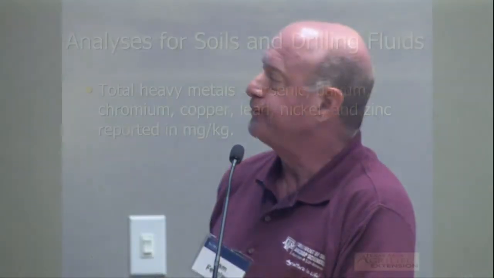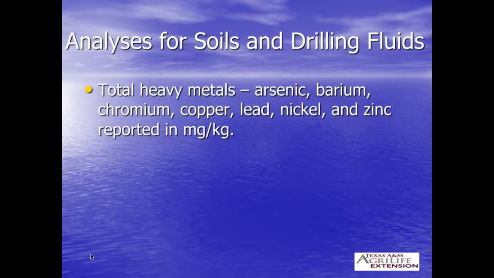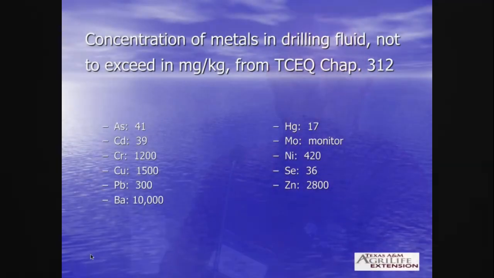That's a key. And then the metals. These are the metals that we typically recommend: arsenic, barium, chromium, copper, lead, nickel, and zinc. Whenever you send these to a laboratory, they're more than likely going to be reported to you in milligrams per kilogram, and this is totals. The others I've talked about have been what we call extractable. This is going to be based on total elemental analysis.